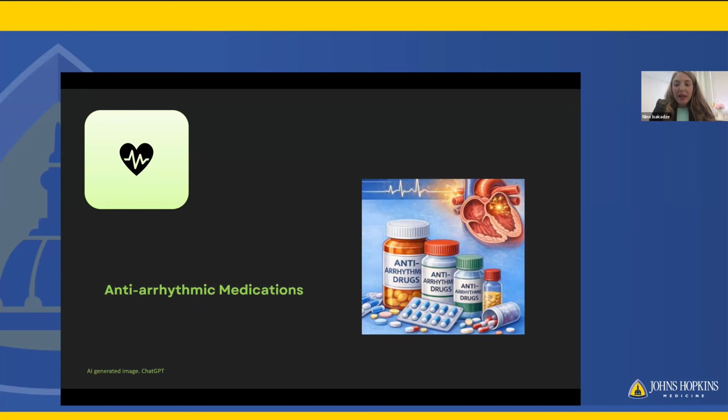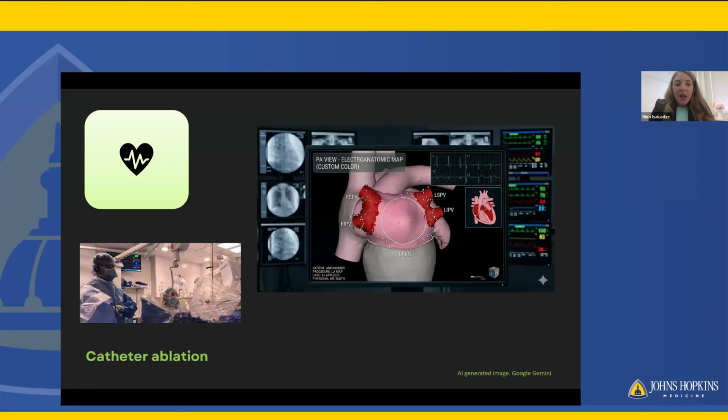So antiarrhythmic medications, they are different types and different classes of antiarrhythmic medications. They all come with their own contraindications. What are the health conditions that you cannot use them for? And they usually have a few different side effects. So it's very individualized, which antiarrhythmic medications people may be eligible for.